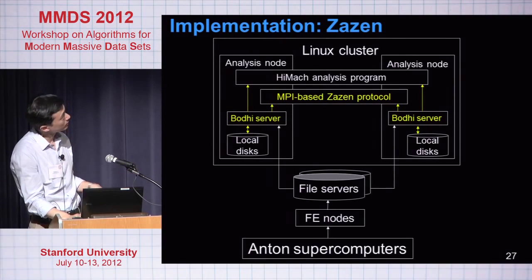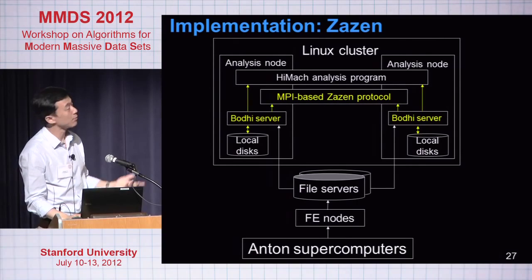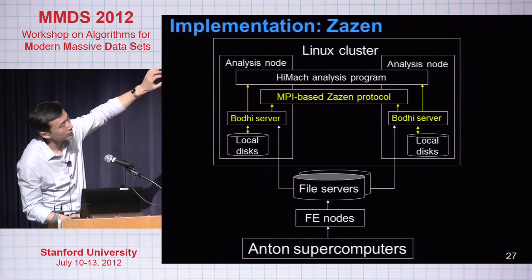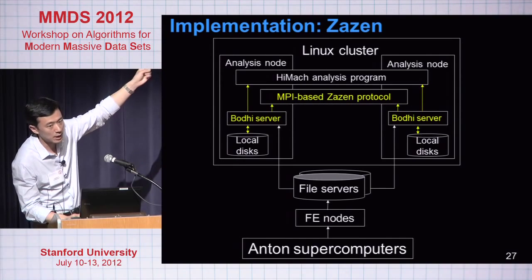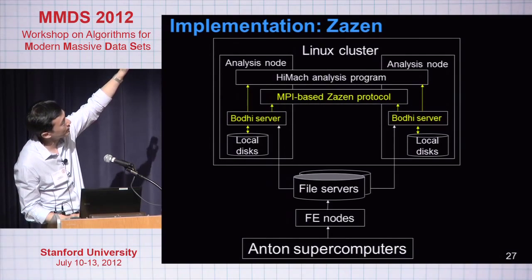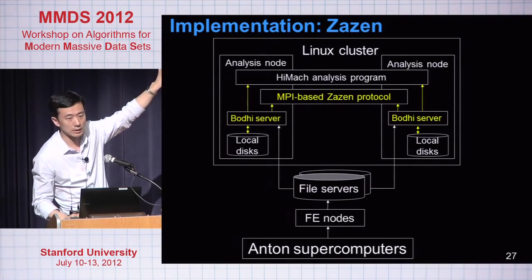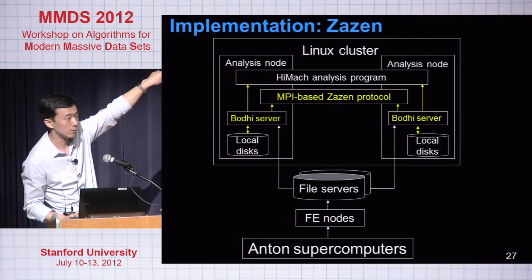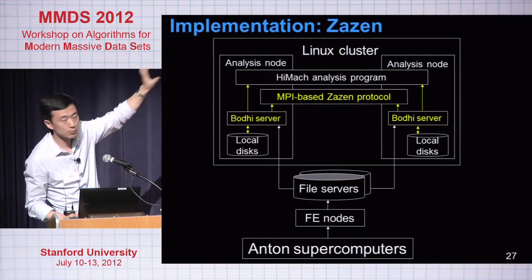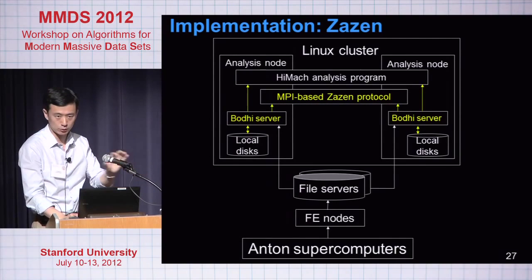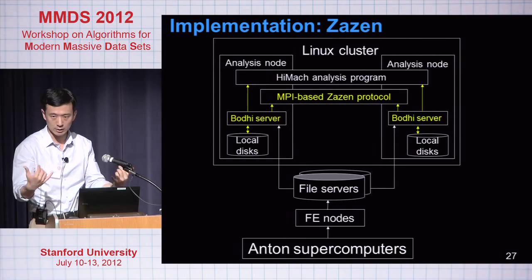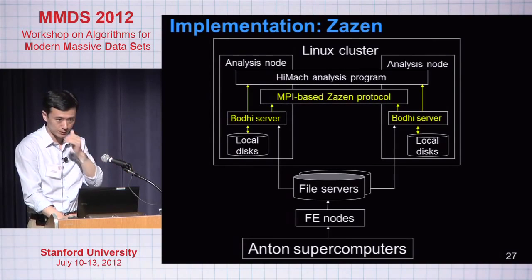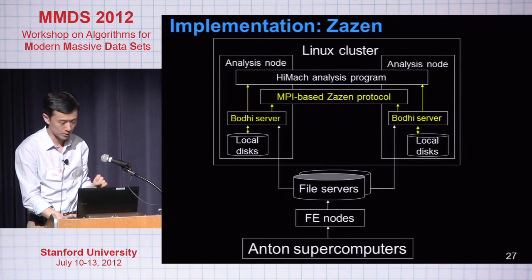We implement the system in a library called Zazen. And the yellow fonts indicate the new components introduced into the HiMach framework. So HiMach was still running there, and the Bodhi servers are the cache servers that will talk to the file server and store data and retrieve data from local disk. And the Zazen protocol is the MPI-based protocol to resolve conflicts and identify which nodes need to do what. Sorry, I won't be able to get into detail. This is a very high-level description of the system.